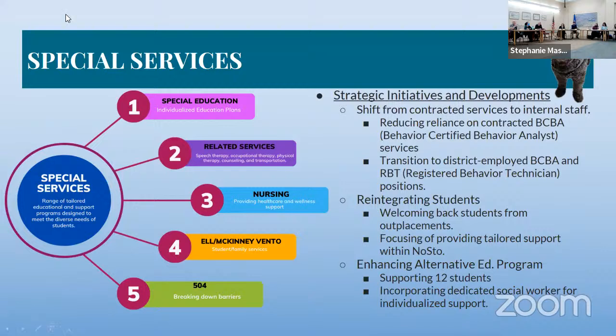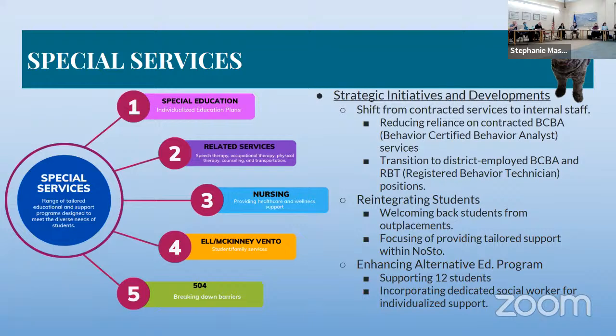So I'm really excited to talk about some of the shifts for special services and what that looks like moving forward for us. We really want to focus on maximizing the impact of the resources that we have here and continue to ensure that we're giving the highest quality support to all of our students across the district. And this looks at shifting some of the funds that we've used in the past.